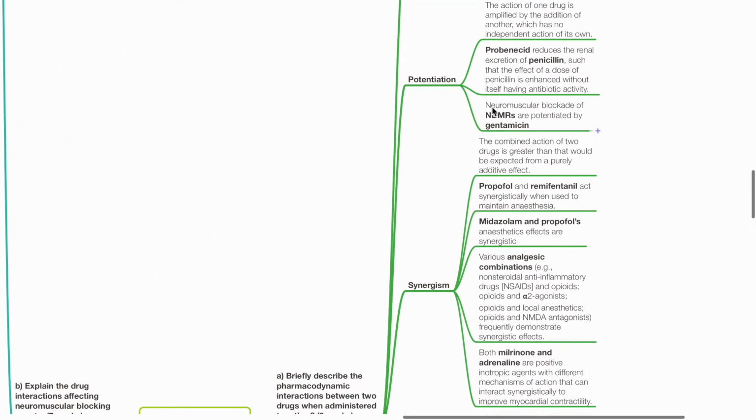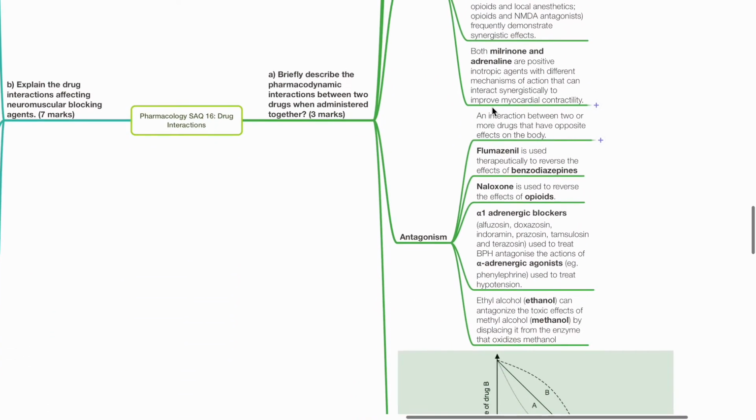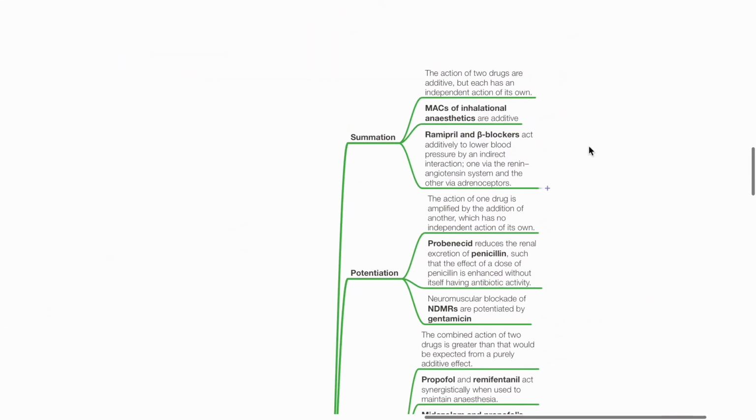Pharmacodynamic interactions include summation, potentiation, synergism, and antagonism. Summation is when the actions of two drugs are additive, but each has an independent action of its own. MACs of inhalational anesthetics are additive. Ramipril and beta blockers act additively to lower blood pressure by an indirect interaction, one via the renin-angiotensin system and the other via adrenoceptors.